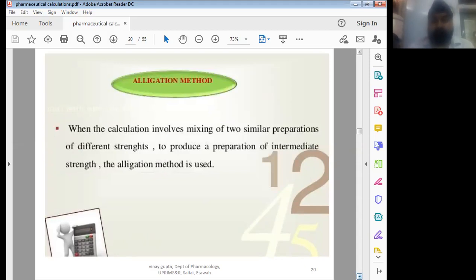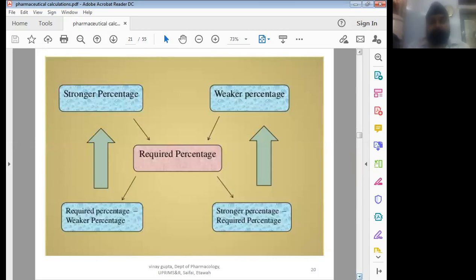Let us calculate one intermediate concentration by using two different concentrations. If two different concentrations are not available, and only one is available, then the second concentration is considered to be water. This is the way by which we can calculate the required percentage preparation, how much volume of the percentage preparation we actually require so as to make this preparation.